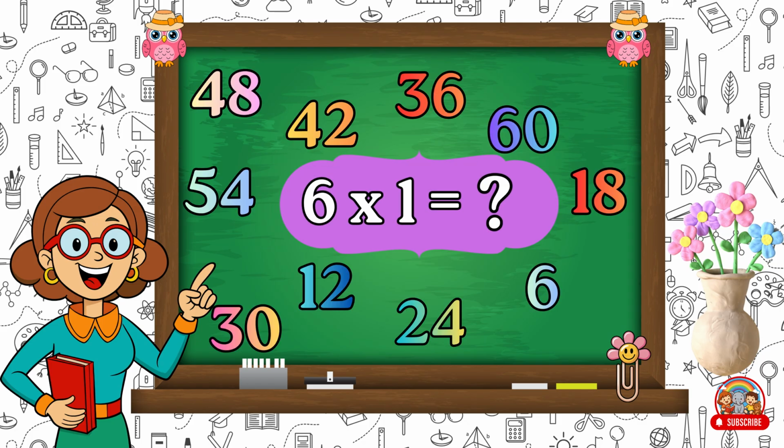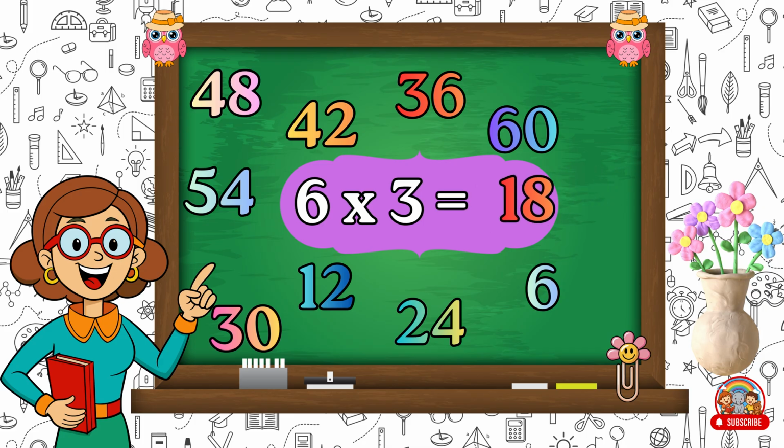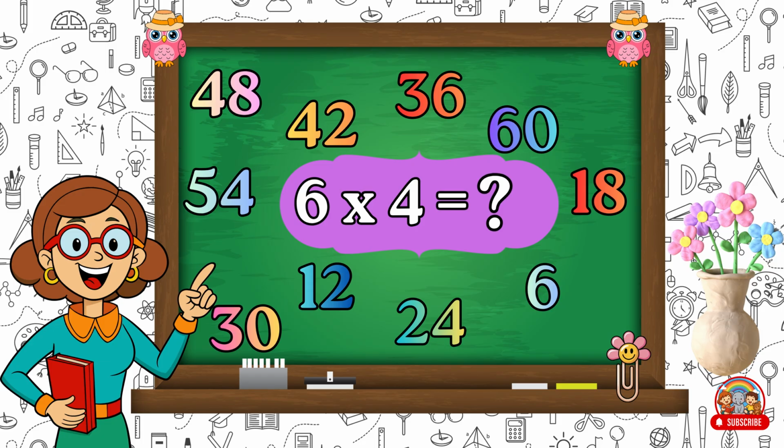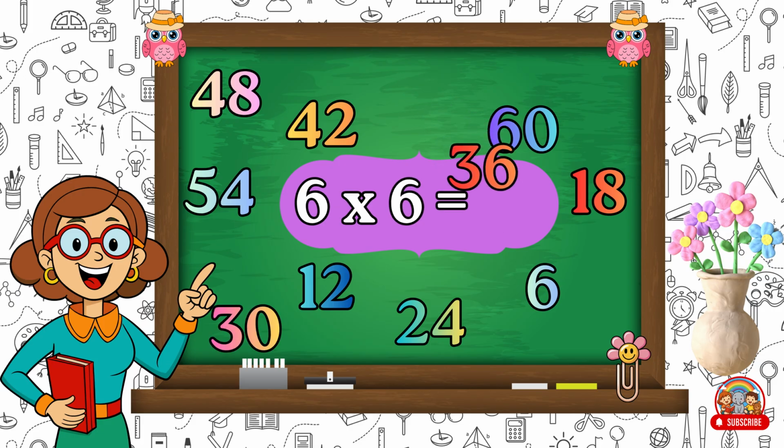6 ones are 6. 6 twos are 12. 6 threes are 18. 6 fours are 24. 6 fives are 30. 6 six are 36.